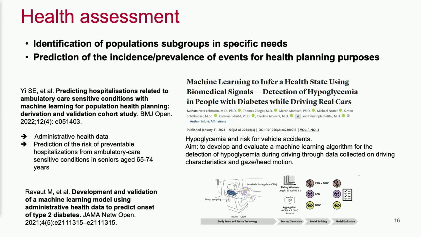And the last example is an interesting example, detection of hypoglycemia in people with diabetes that are driving cars because they are at risk of accident. So by using some other kind of data like sensors, etc., you can get very interesting results in order to try to implement something to avoid accidents.